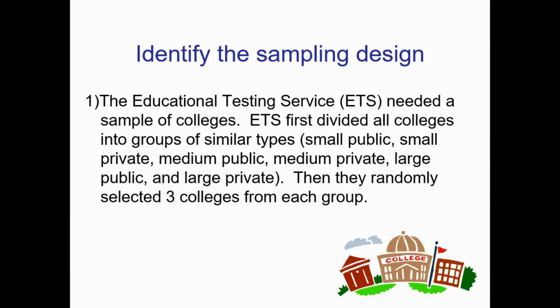First example: the Educational Testing Service needed a sample of colleges. First, they divide all colleges into groups of similar types: small public, small private, medium public, medium private, large public, large private. Then they randomly select three colleges from each group. What kind of sample would this be?